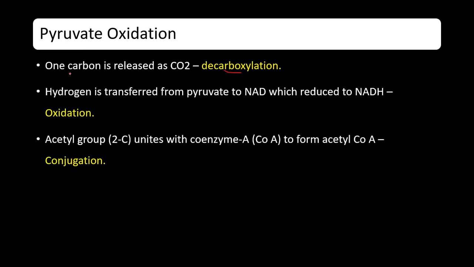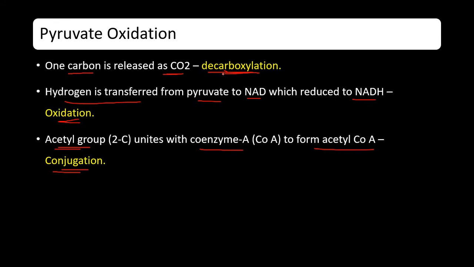Decarboxylation is the removal of carbon in the form of carbon dioxide. Carbon is removed from pyruvate molecule in the form of carbon dioxide, and the process is known as decarboxylation. Oxidation is actually the removal of hydrogen atom from pyruvate and transfer of the hydrogen atoms to NAD, which is reduced to NADH. And finally, the acetyl group unites with a coenzyme-A to form acetyl-CoA. And this process is known as conjugation.